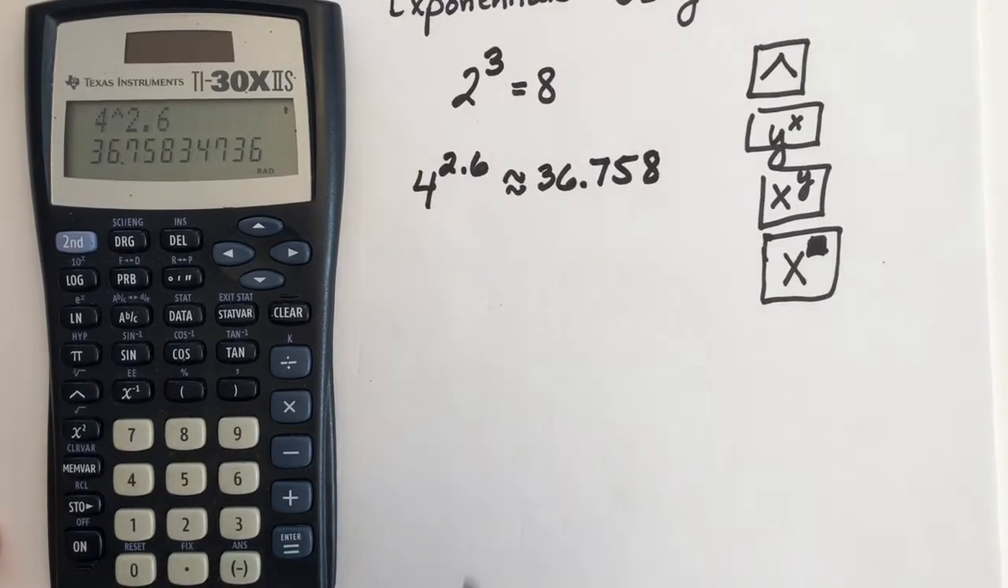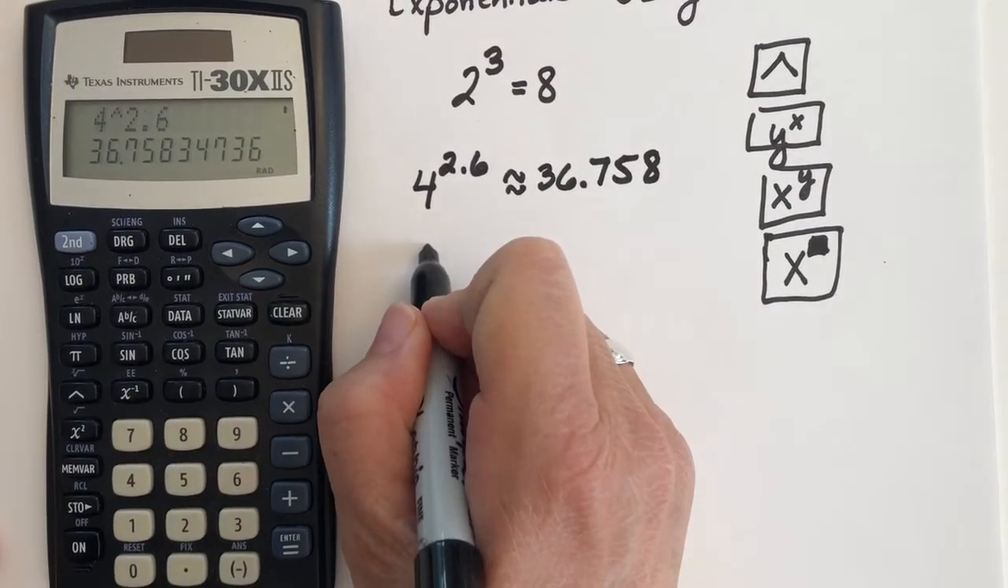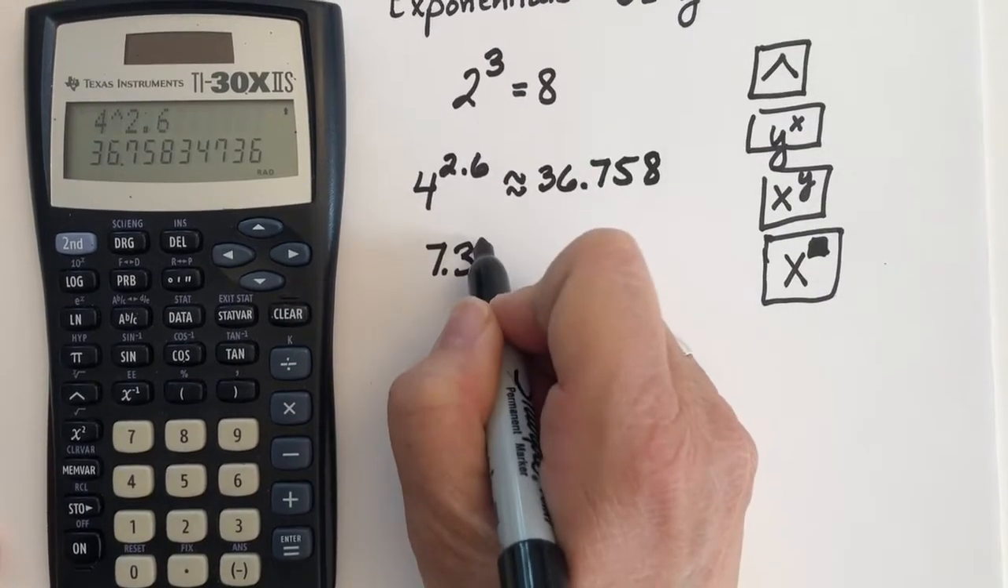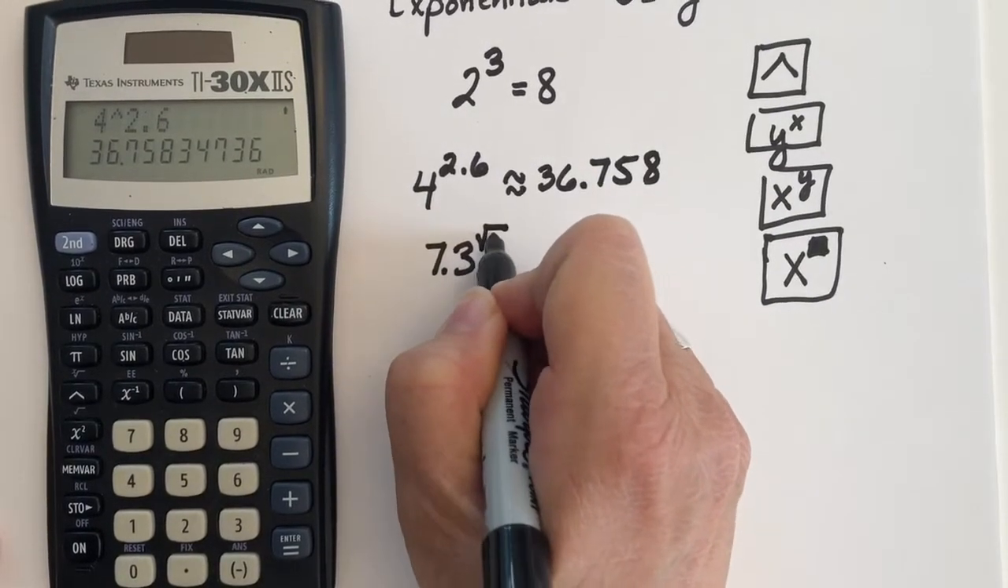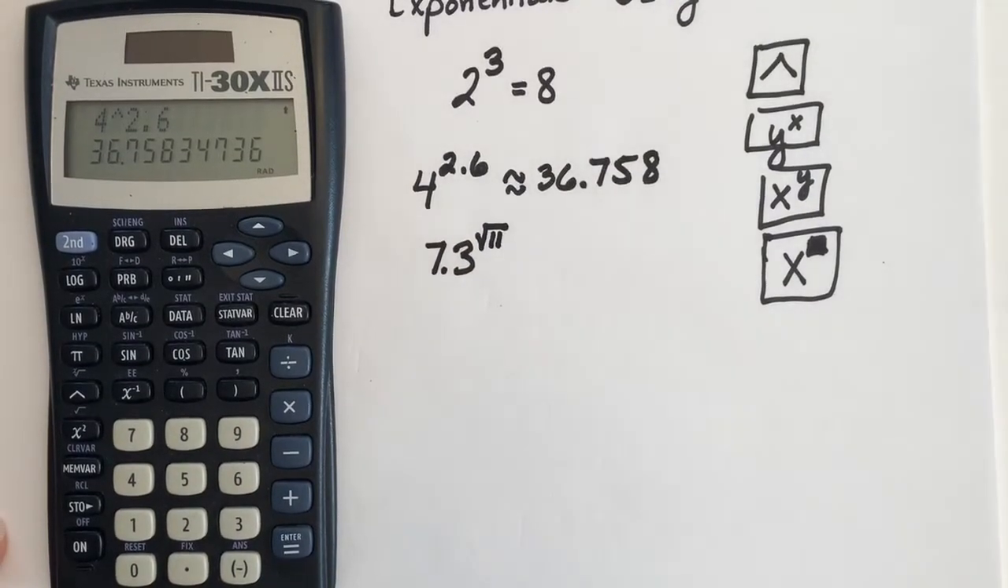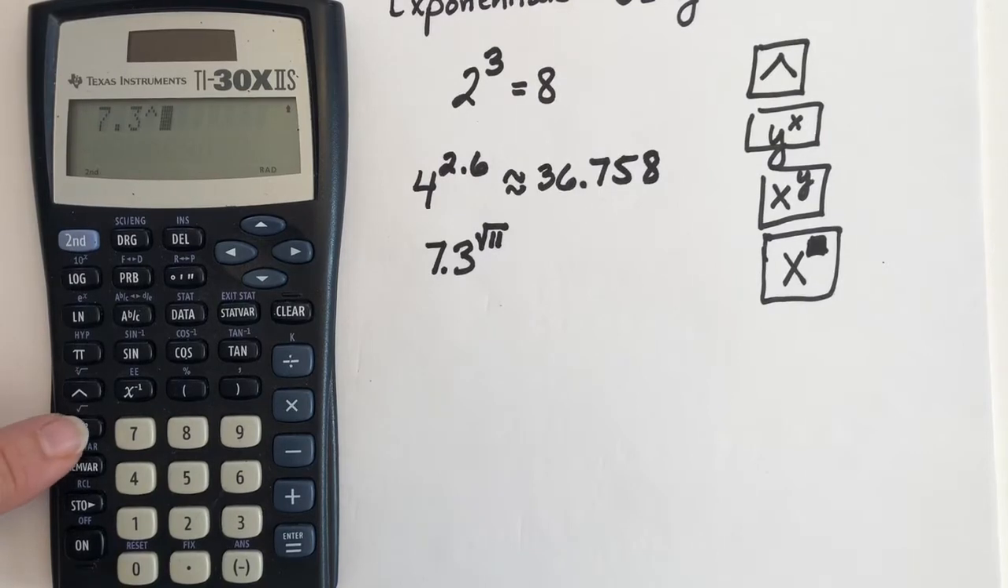Let's do another one. Let's punch in 7.3, and now I'm going to use an irrational number as the exponent. There is nothing that says that exponents have to even be rational. So we're going to put in 7.3 as the base. Tell your calculator you're going to raise it to a power. And then you need to find your square root button. My square root button is over the x squared, so you'll need to find it on yours. Because it's over the x squared, I need to press the second button to access that square root.